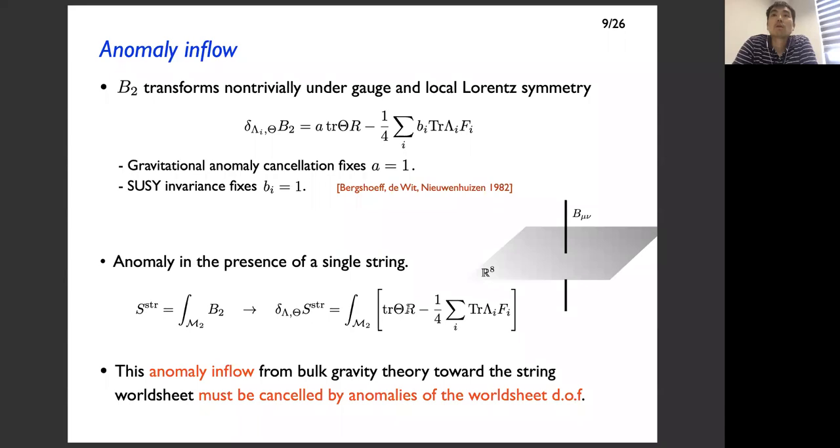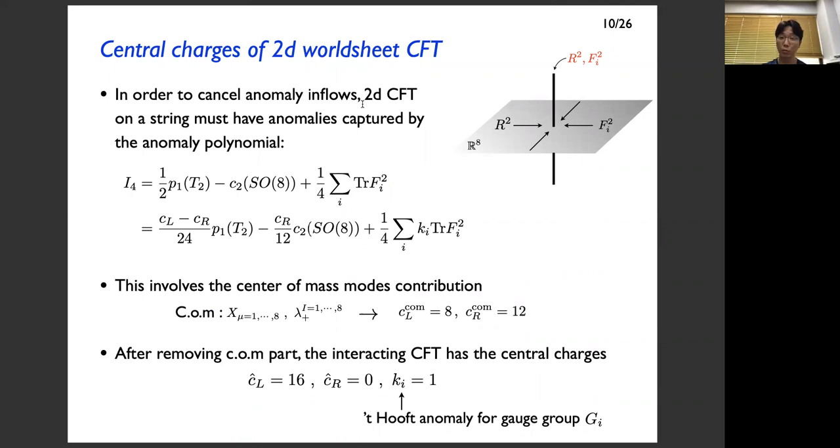So in order to cancel the anomaly inflow we saw in the previous slide, the 2D worldsheet degrees of freedom living on the string must have anomalies that are captured by the following anomaly polynomial, okay? P1 is the Pontryagin class. So the space-time curvature, more precisely the trace of R squared, is now decomposed into the Pontryagin class along the worldsheet, and the second Chern class for the SO(8) transverse Lorentz rotation, okay? So the variation of this anomaly polynomial will cancel the anomaly from the bulk two-form gauge field. Okay. So in this way, we can basically fix the anomaly polynomial for the worldsheet 2D CFT.